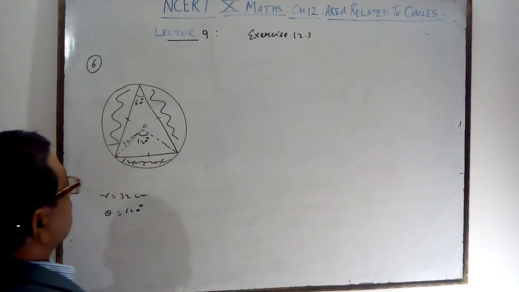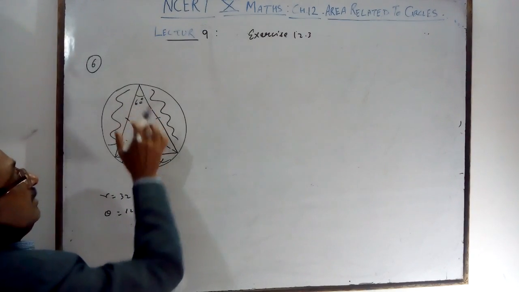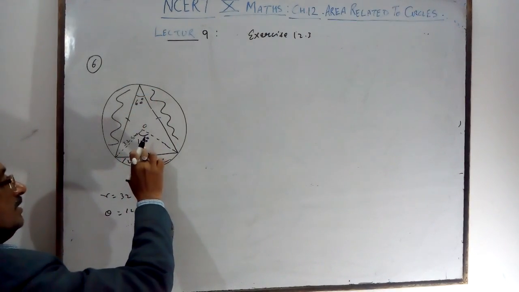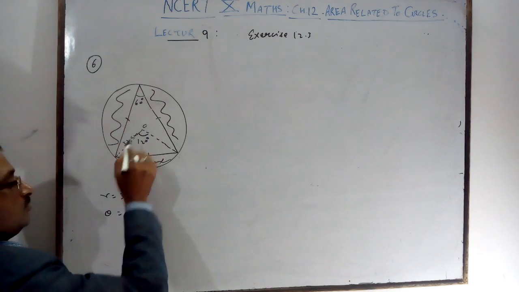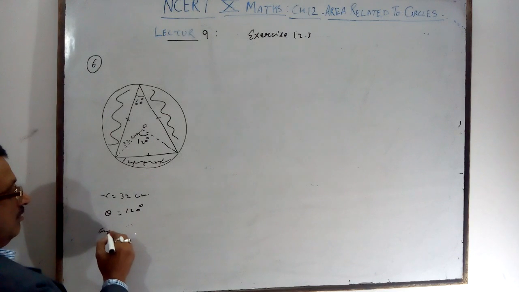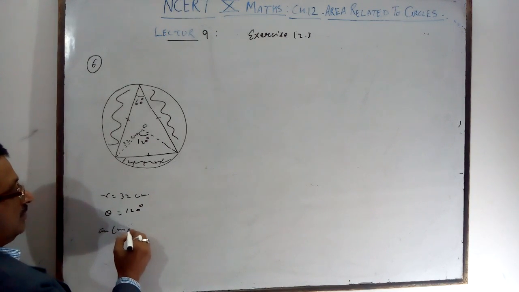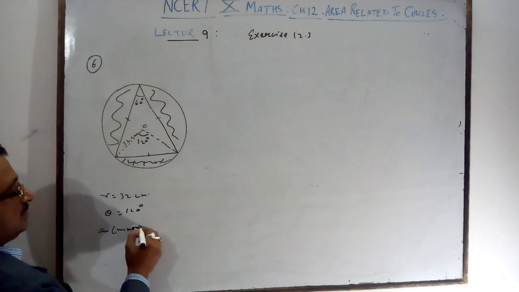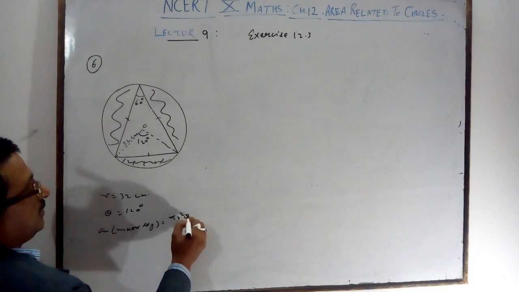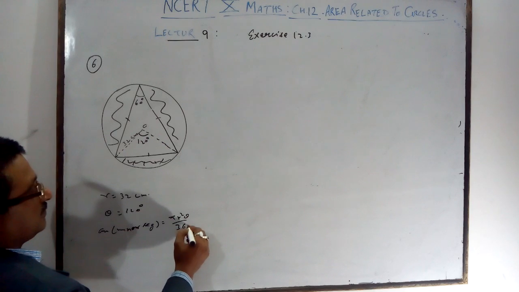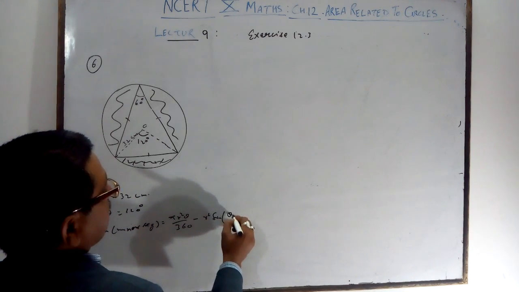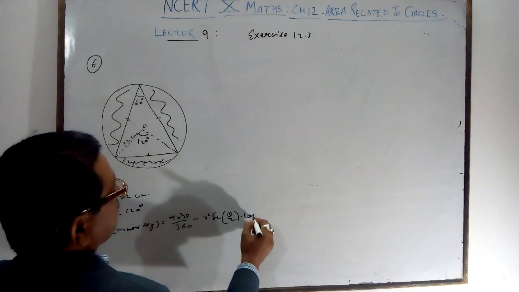Equal chords subtend equal angles at the center, and a chord subtends an angle at the center double the angle in the remaining part of the circle. So angle AOB is double of 60, which is 120. So the area of the minor segment formula is pi r square theta by 360 minus r square sin theta by 2 cos theta by 2.